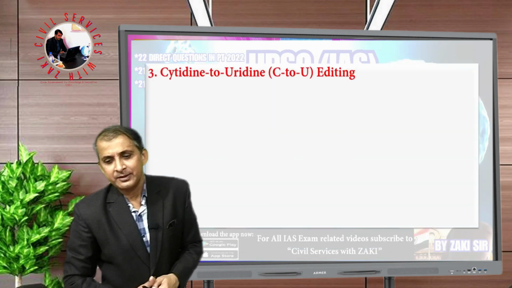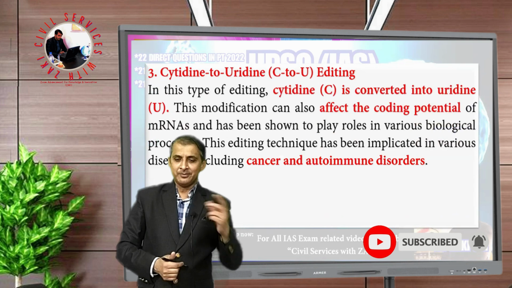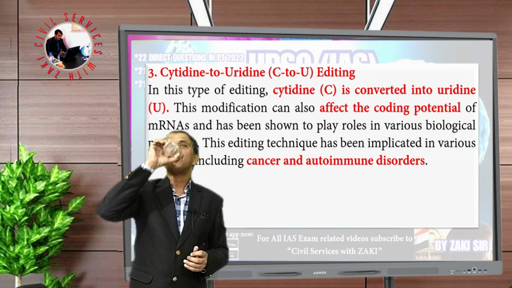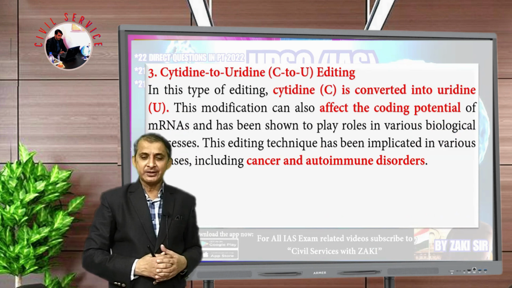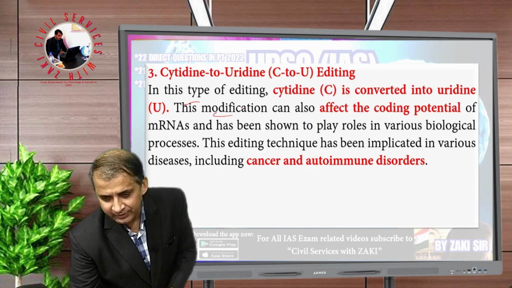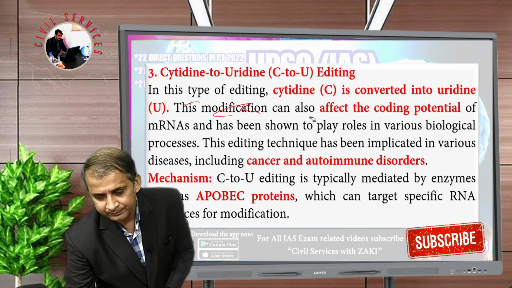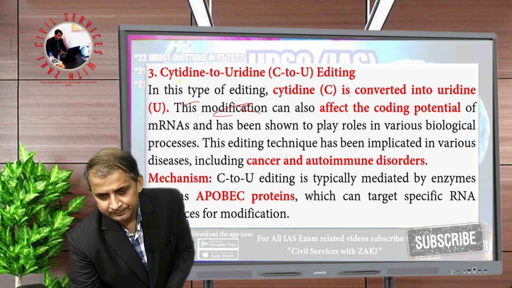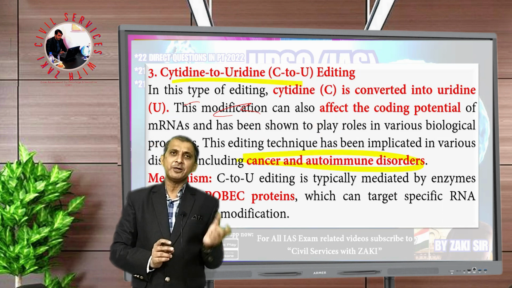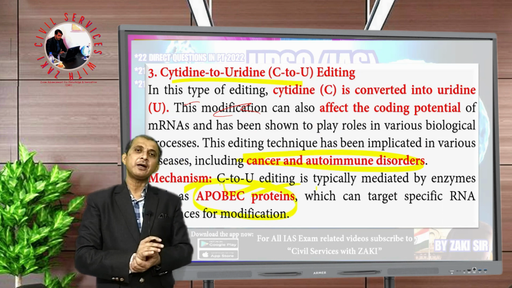Another, the third, is cytidine to uridine, C to U editing. It's also another technique to edit RNA, and this technique also plays a very significant role in cancer and autoimmune disease. The mechanism is basically mediated by a protein called APOBEC protein, which targets special RNA sequences.